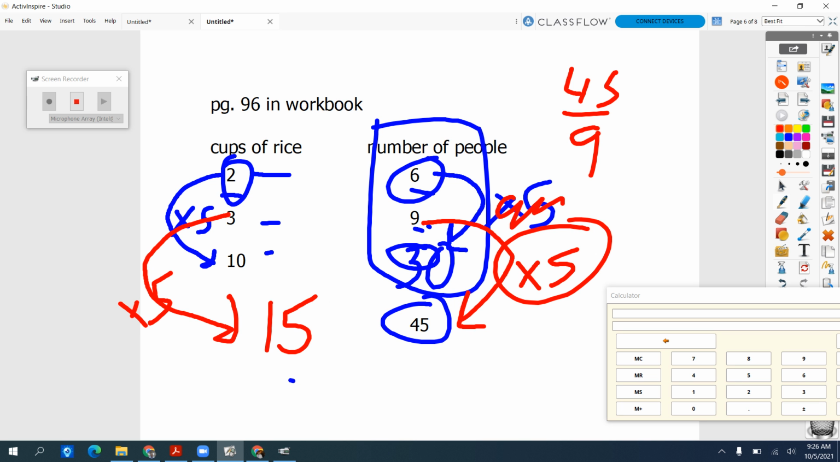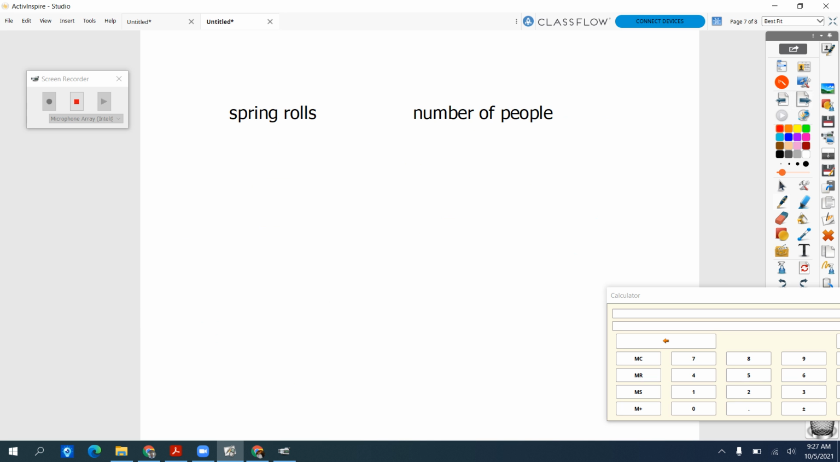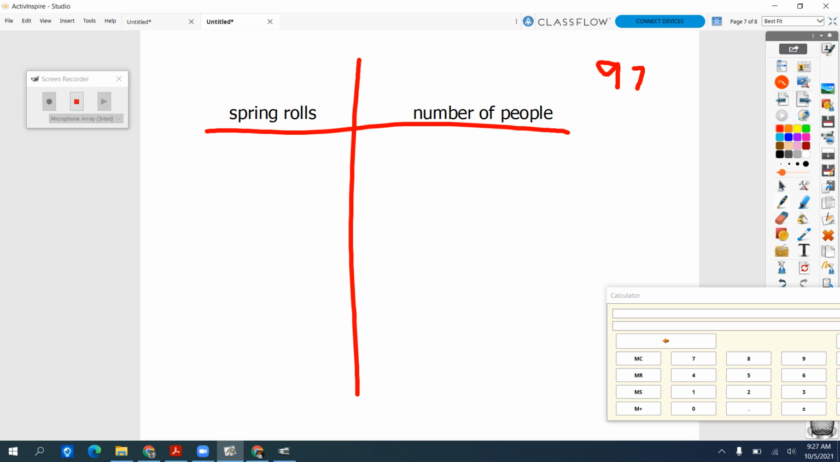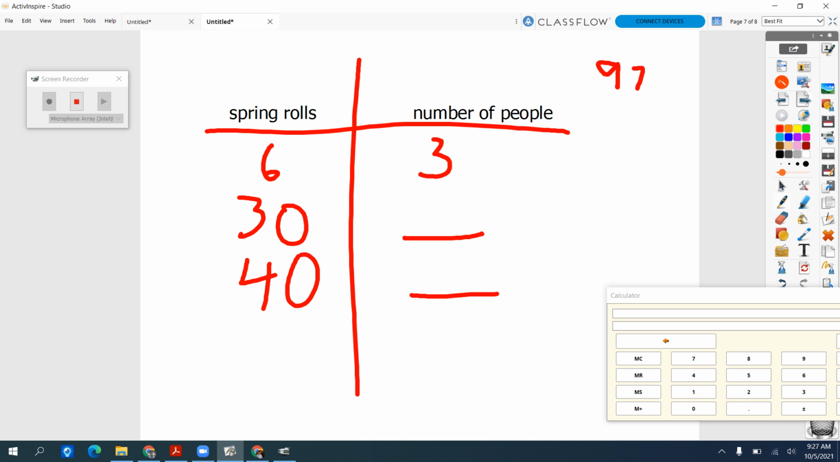So now let's see if you guys can do one on your own, okay? If you look at page 97, I'm going to put in the numbers. You already have them, but I'll put in the numbers here. And you could go ahead and pause the video and see if anyone could figure out the missing part. So we know that if you have served 6 spring rolls, there'll be 3 people that will be able to eat it. But we want to know, what about 30 spring rolls? We don't know how many people that will serve. We don't know 40. And we don't know if there were 28 people, how many spring rolls should we order?